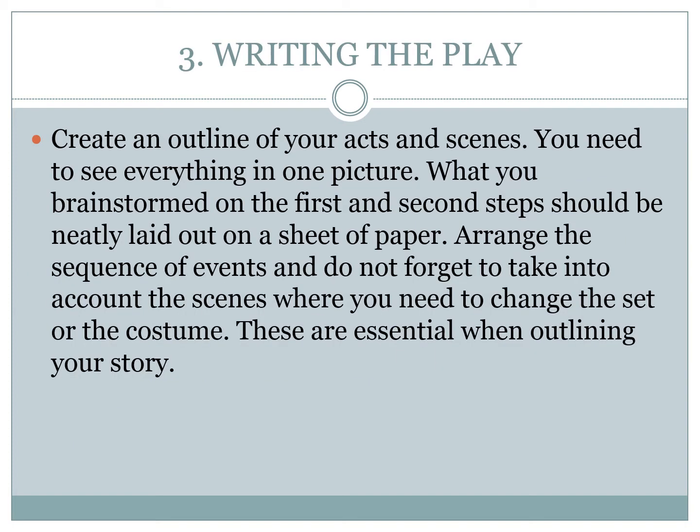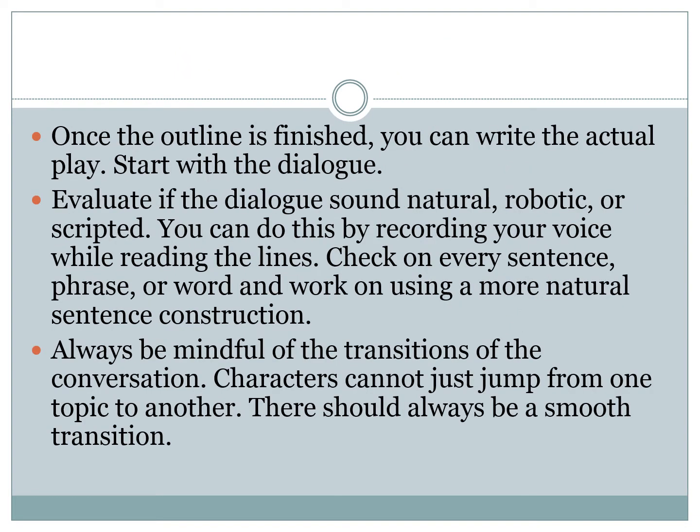The third step is writing the actual play. Here you will create an outline of your acts and scenes. You need to see everything in one picture. What you brainstormed in the first and second steps should be neatly laid out on a sheet of paper. Arrange the sequence of events, and do not forget to take into account the scenes where you need to change the set or the costume. These are essential when outlining your story. Once the outline is finished, you can write the actual play.